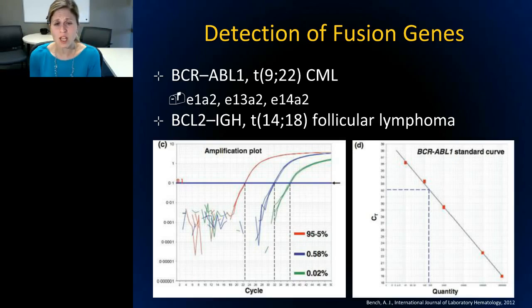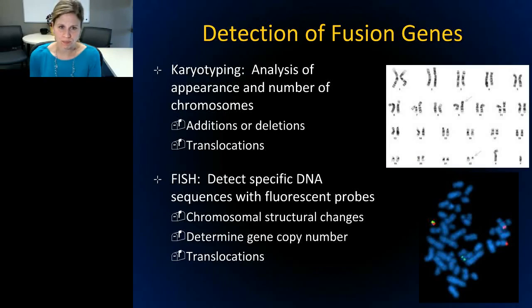Essentially what happens is, as the fluorescence is generated, there is a threshold that must be crossed, and upon crossing that threshold, we can quantify how many copies of a particular gene sequence we are seeing in an individual. And then that can be converted back into a standard curve, and we can get an actual number of copies for a particular gene sequence.